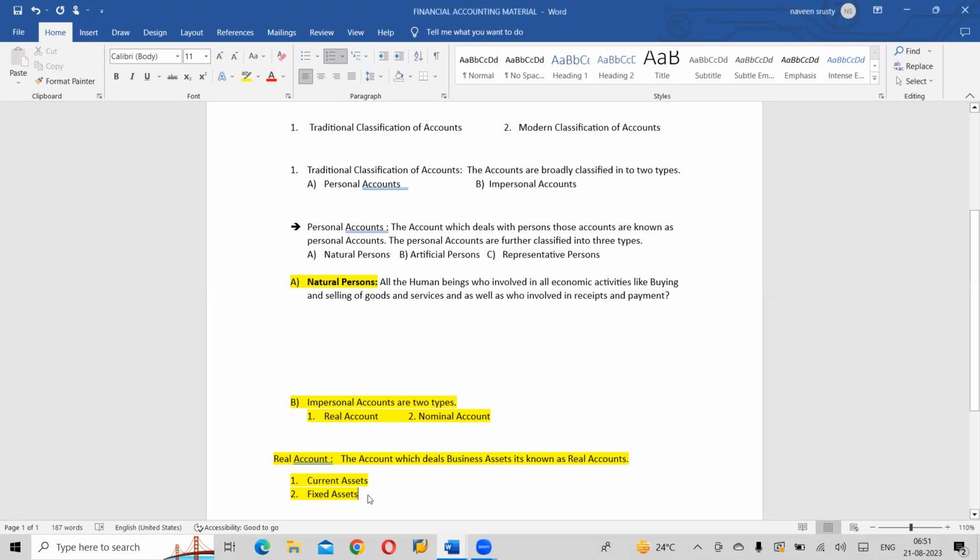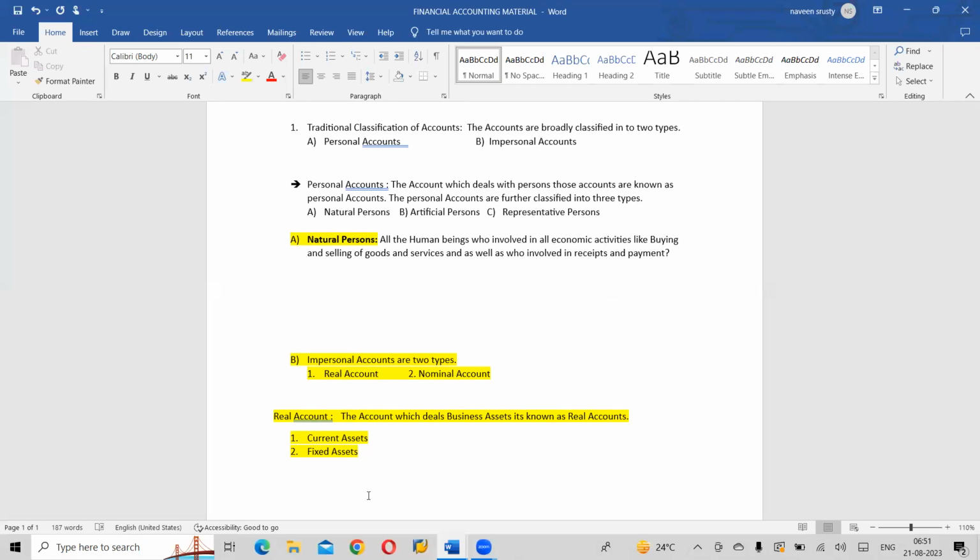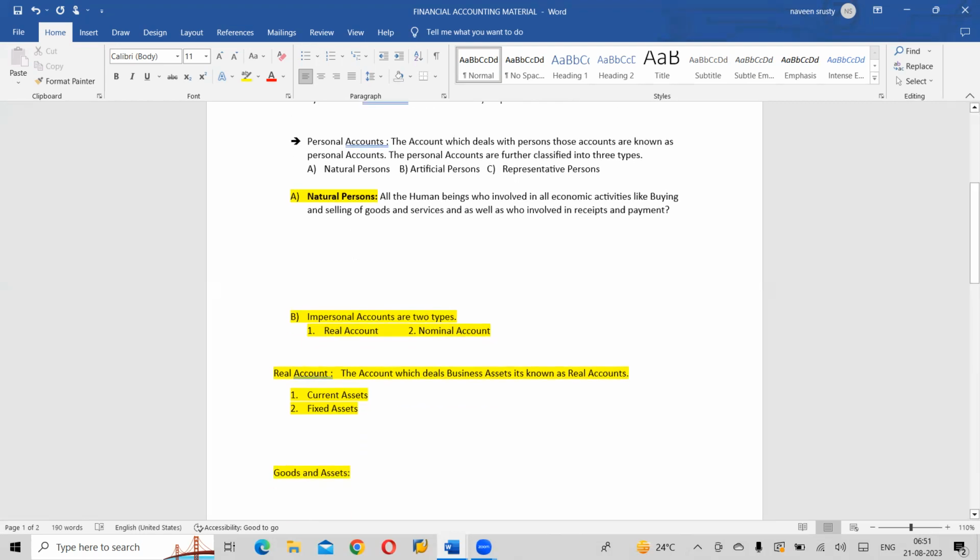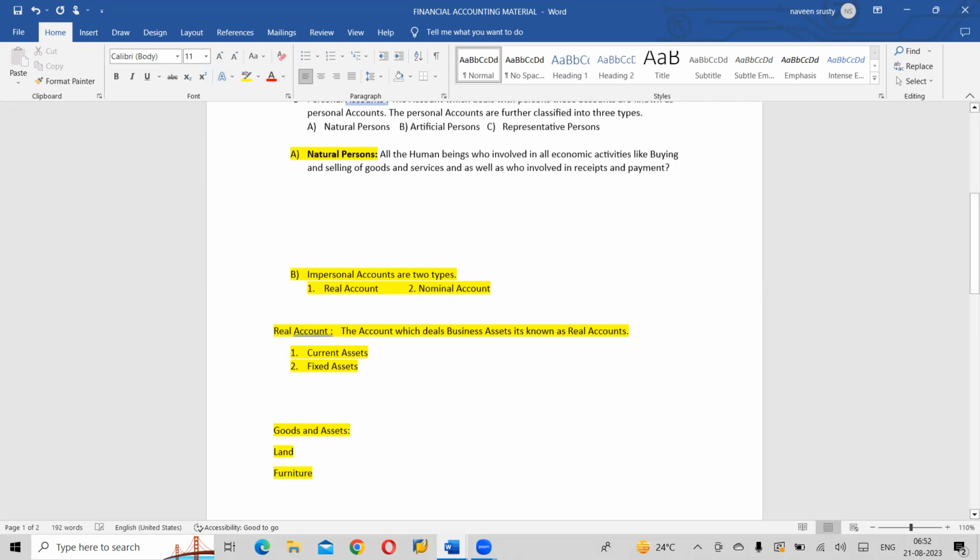So if I ask you another question: what is the difference between goods and an asset? How can you differentiate? Suppose I say building or land, furniture, or computers. Are all these goods or assets? Assets. How can you say that?